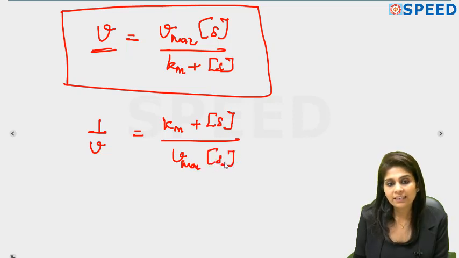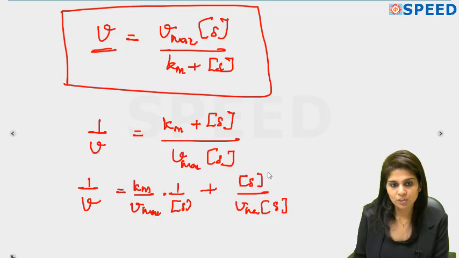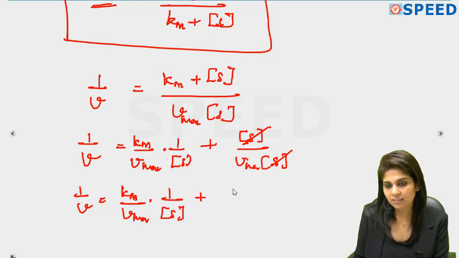Okay. Now, can we write the same equation as 1 by V is equal to Km by Vmax into 1 by S? There is a common denominator here which I am just splitting. Okay. So, 1 by V is equal to Km by Vmax into S plus S by Vmax into S. So, we cancel these two. So, what is the equation we have? 1 by V is equal to Km by Vmax into 1 by S plus 1 by Vmax.